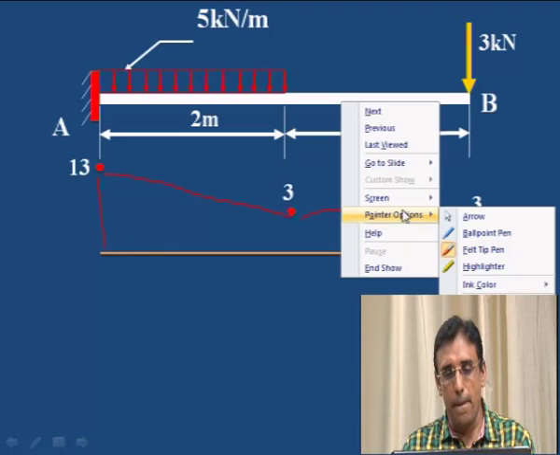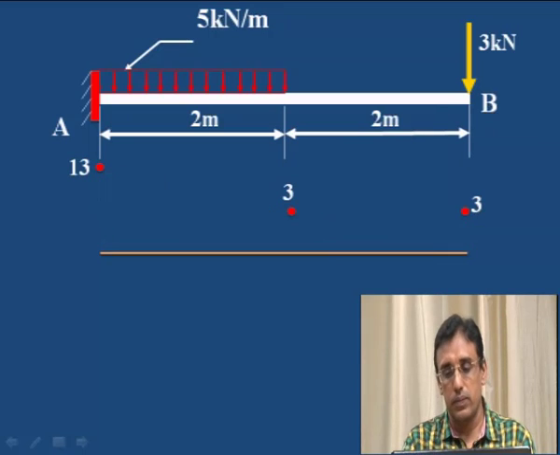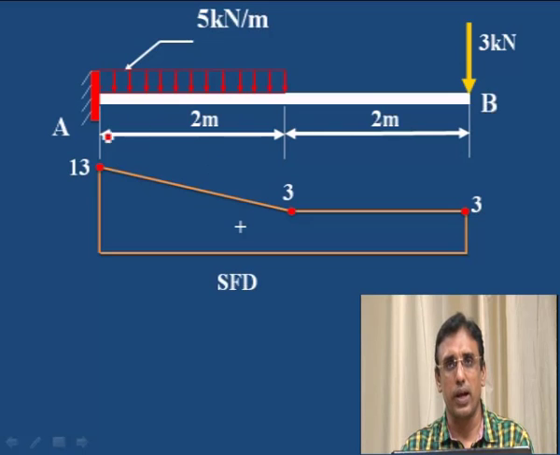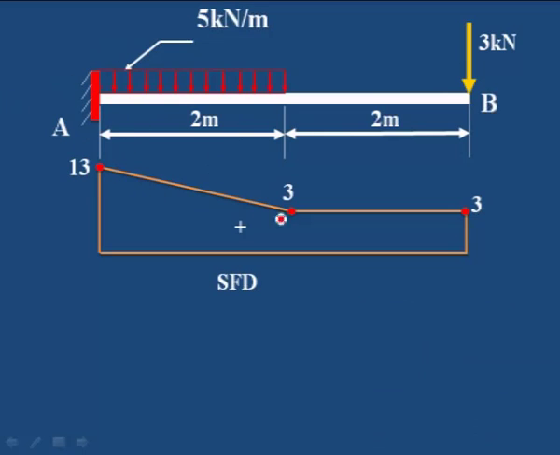See, first a vertical line, then a horizontal line, then an inclined line, then we have to close. This is the uniformly distributed load acting, that is why it is an inclined line. Then no load is there, so a horizontal line, and there a point load is there, so a vertical line.